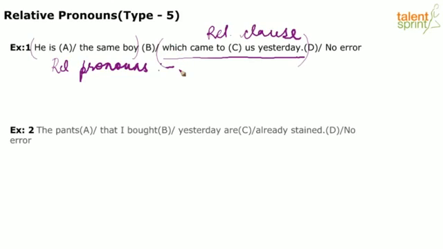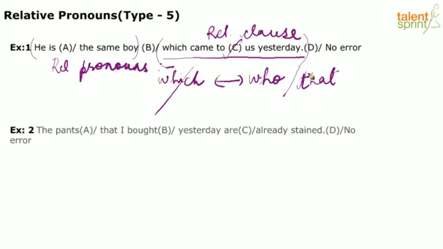So we can correctly identify that the part which has an error is part C. Part C has an error, but what is the correction that you need to make? You have to replace which with, I'm waiting for your response. Which with who. But at this point I'd also like to tell you that although it may not sound correct to the ears, it is also correct if we say he is the same boy that came to us yesterday. So who as well as that would be correct in this case.